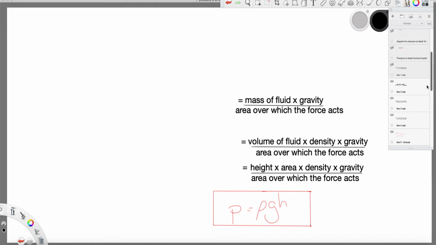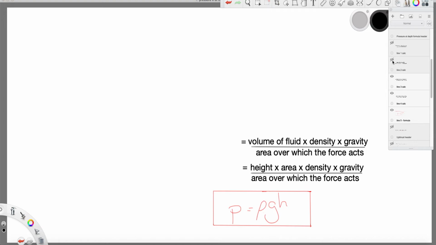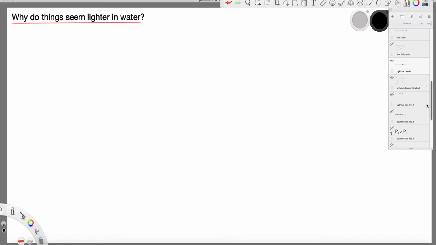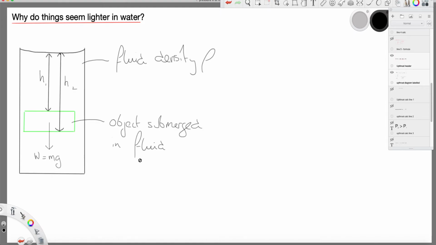So let's look at why things are lighter in water, or any other fluid for that matter. It's true for air, it's just that the difference is very small in air. But you can see that there is a difference in air. So let's go back to the diagram, but it's slightly modified. Same diagram as last time, but slightly modified.